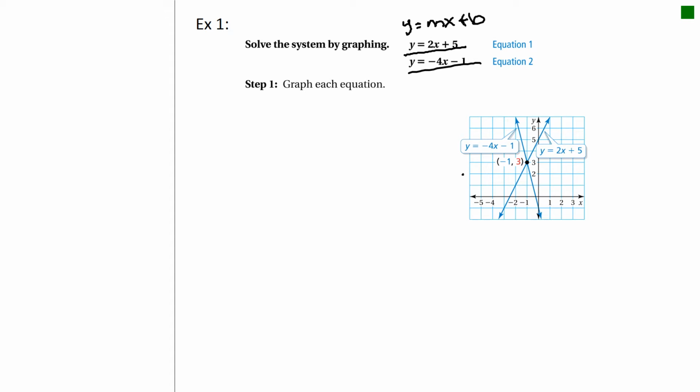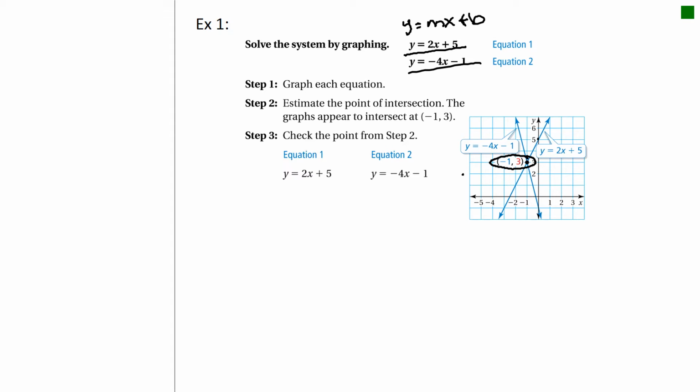Okay. Step 2, and remember we graph it by putting up 5 and going up 2 over 2. You can also go down 2 over 1, and making sure our line goes all the way through that window. Okay, step 2, we're going to estimate the point at which they intersect, and our estimation is -1, 3.